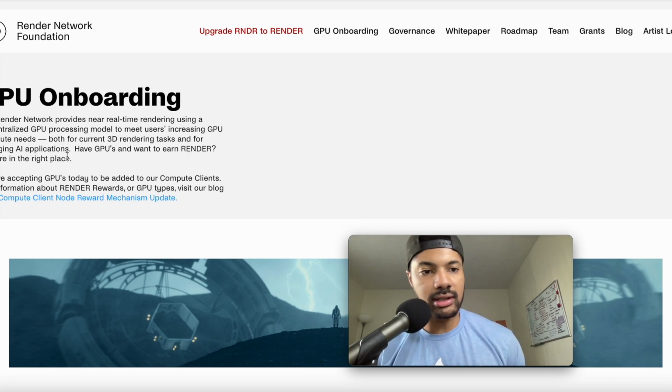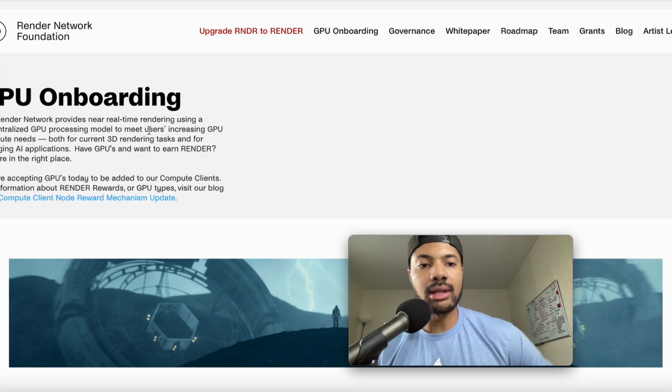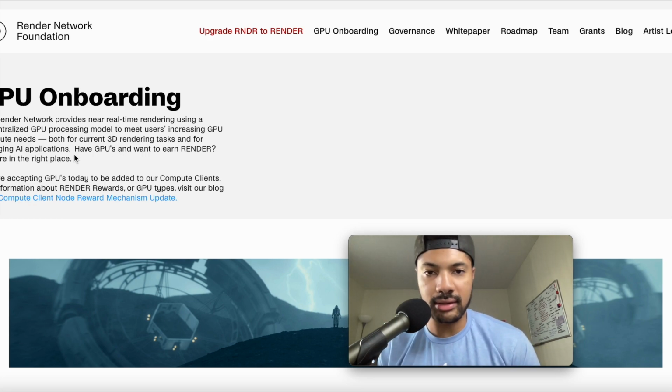And then this is just explaining again, going over what the GPU uses with the Render Network. It provides near real-time rendering using a decentralized GPU processing model to meet users' increasing GPU compute needs, both for current 3D rendering tasks and for emerging AI applications.